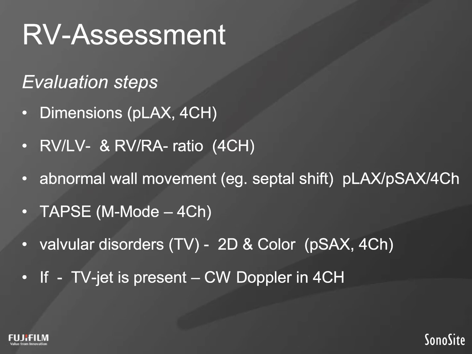You can quantify right ventricular function by using the TAPSE. Then you can search for valvular disorders using B mode first, then color mode. And if a jet is present, you can measure and quantify it by using continuous wave Doppler.